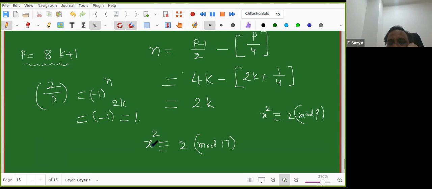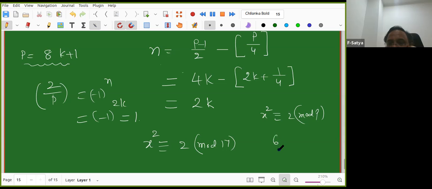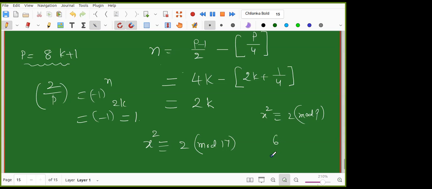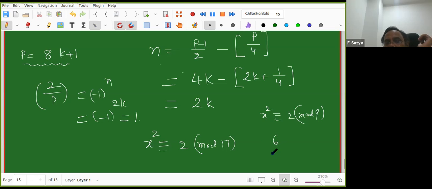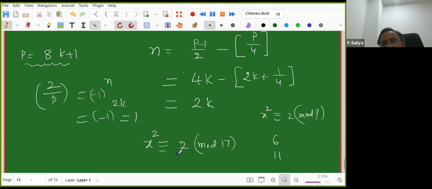5 square also not working. 6 square, is 6 a solution? Yes, sir. 6 is a solution, then what is the other solution? 17 minus 6 is another solution. What is 17 minus 6? 11. 11 square is 121. 121 minus 2 is 119. I think that is also divisible by 17. Okay, so this is correct. So it has a solution. Of course, we need only one solution.